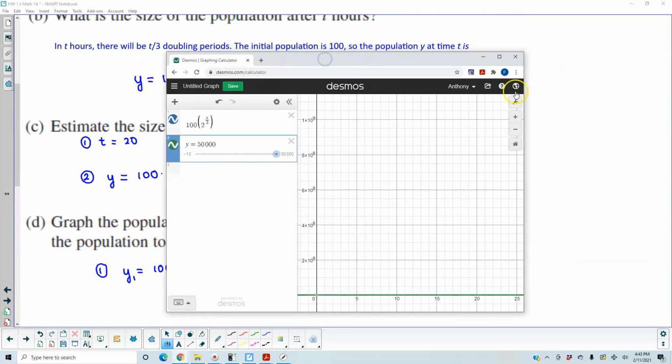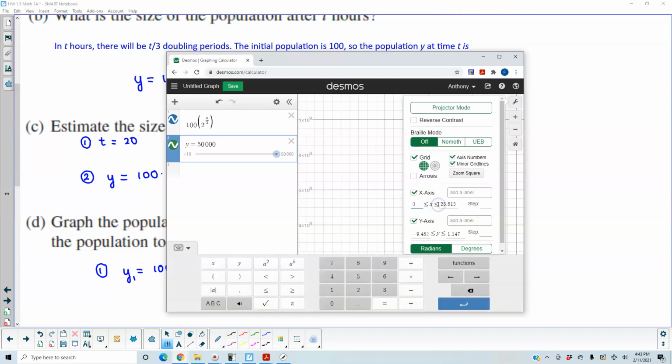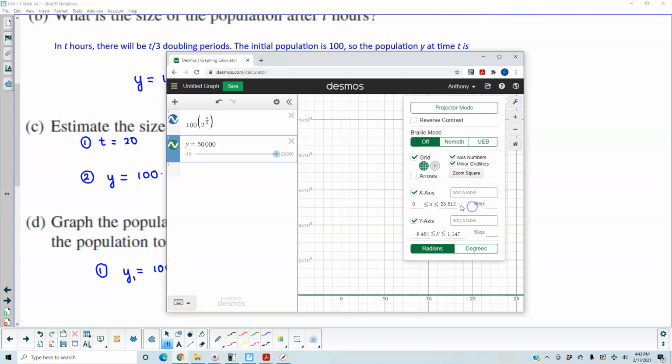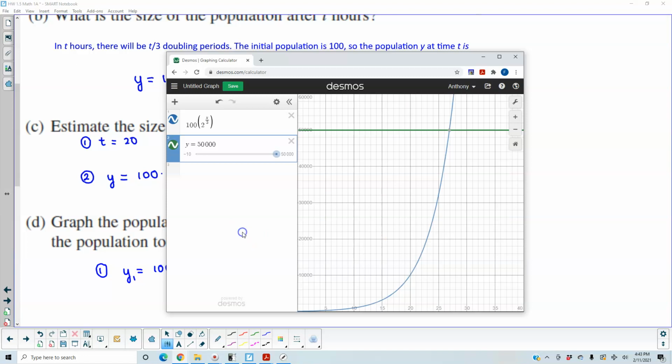So let's put in our dimensions. We're going to go with x from 0 to, let's say, 40. Now since it's going up to 50,000, let's go from 0 to 60,000. Okay, because now we can see where the point of intersection is.